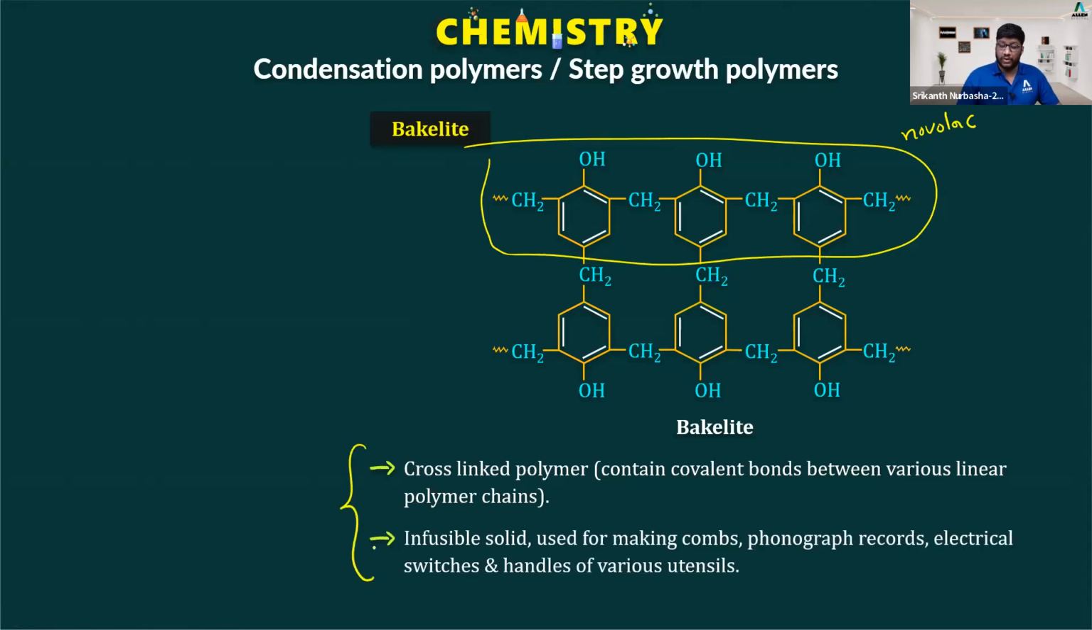Is that clear? So novolac and bakelite are obtained by the condensation polymerization of phenol and formaldehyde. Phenol reacts with formaldehyde to form ortho-hydroxymethylphenol. This ortho-hydroxymethylphenol will be polymerized to generate novolac, which is a linear polymer. Cross-linking of the novolac, that is, interlinking of many linear polymers using cross-links, will generate the respective bakelite.